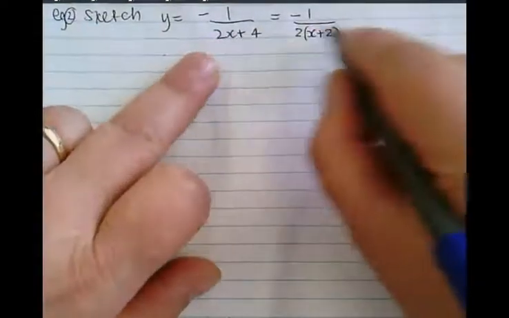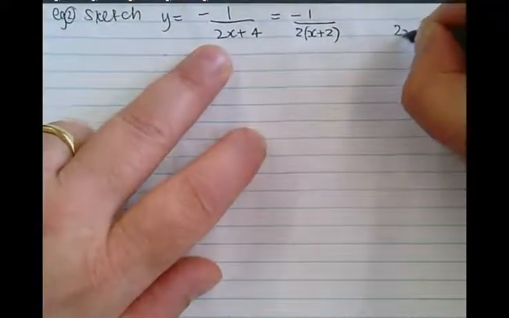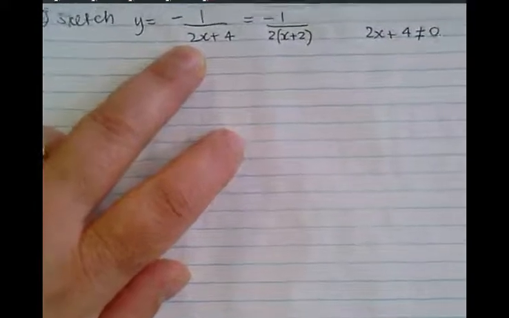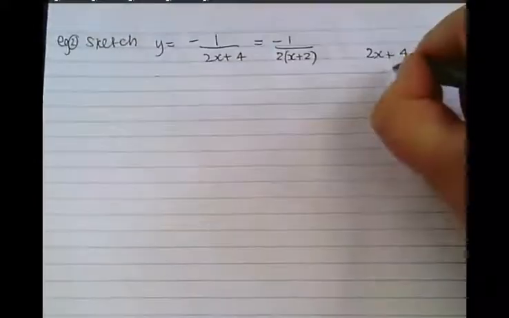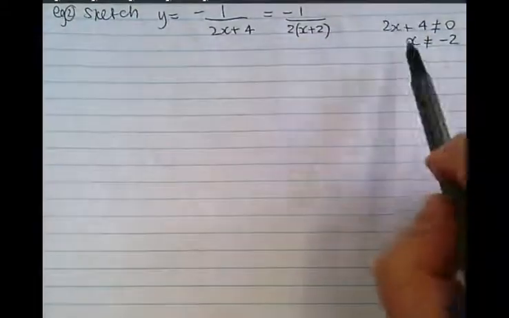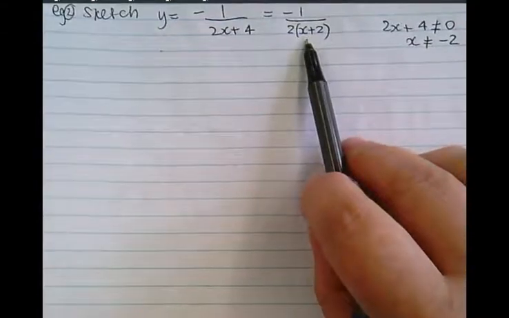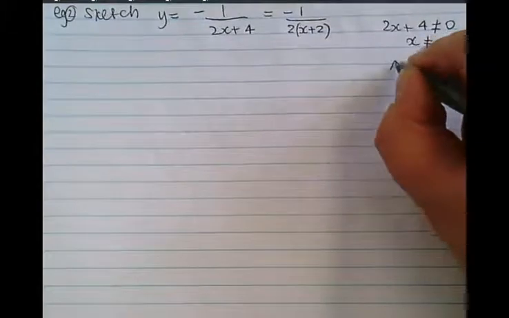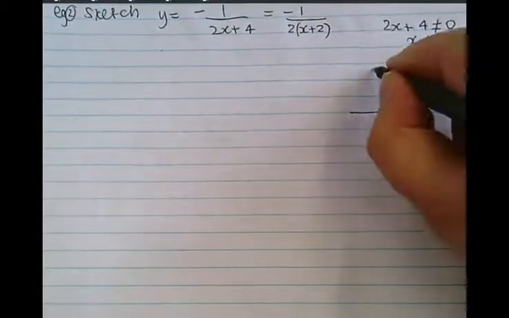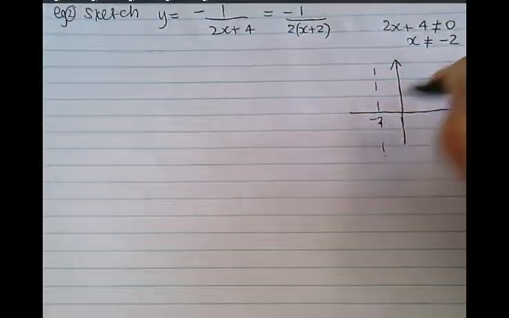Well, even if you didn't take out the 2, you could say, I know that 2x plus 4 can't equal 0, right? So I know that x cannot equal negative 2. Whether you factorized out the 2 first or didn't, that's going to happen. x can't equal negative 2. Do you see? So, this is a hyperbola shifted to where? To negative 2, like two units to the left.